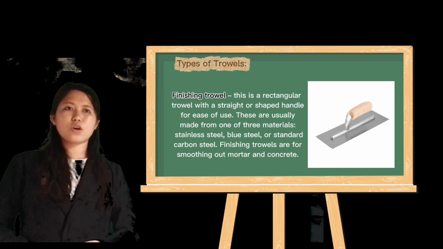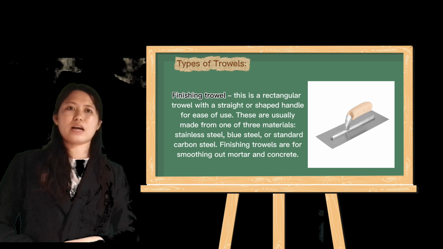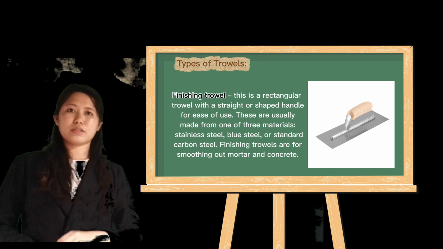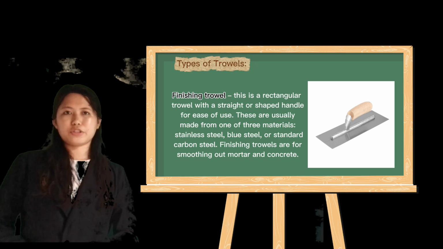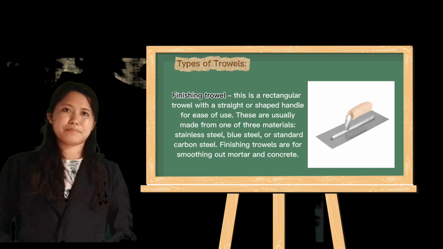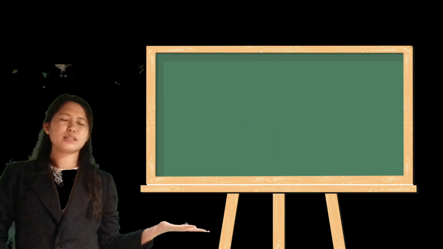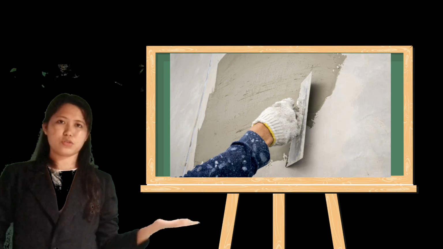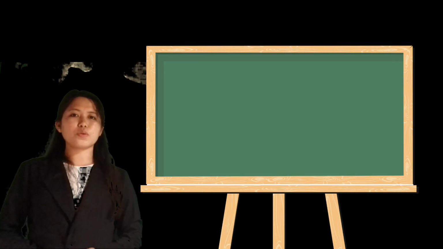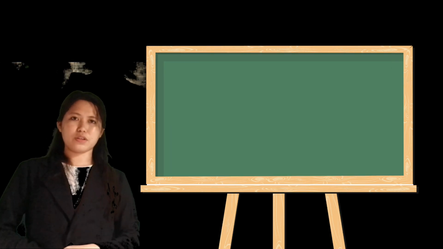So yung finishing trowel ay ginagamit sa pagpapakinis ng ibabaw ng semento o plaster pagkatapos itong ilagay. So, ito yung ginagawa gamit yung finishing trowel. So, that's the end of our discussion.